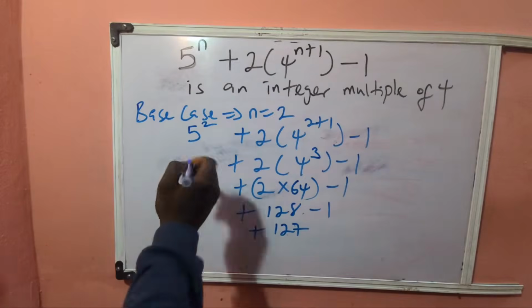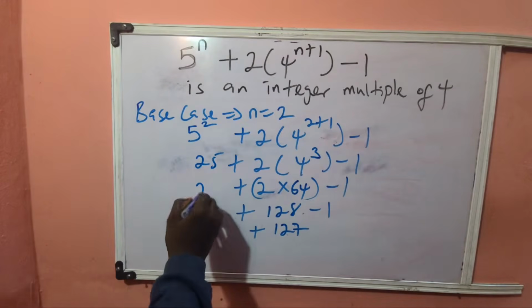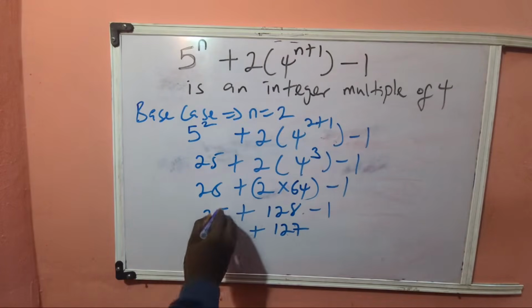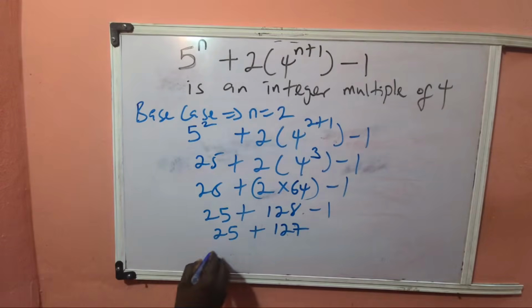So we'll be having 25, 25, 25, 25. So our final answer will be 25 plus 127, and that will be 152.